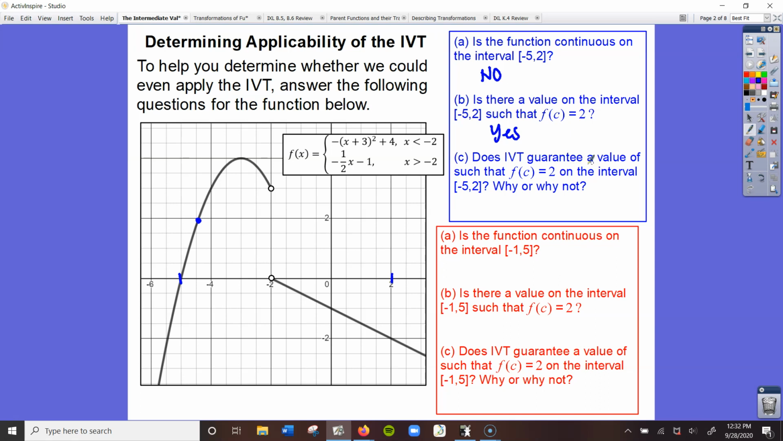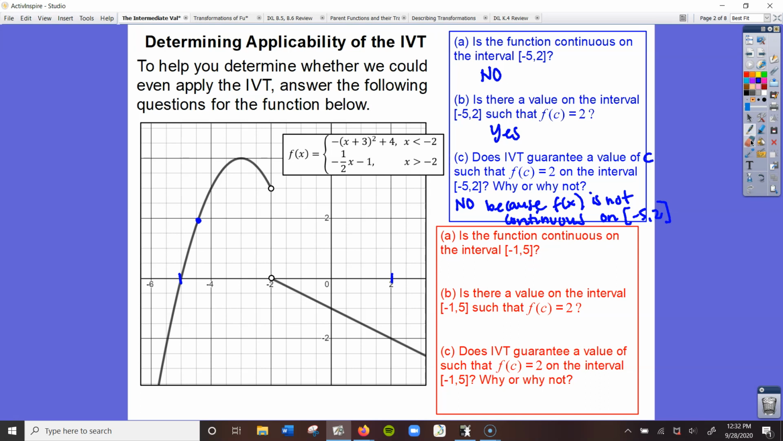Now, does IVT guarantee a value of c such that f of c is equal to 2 on the interval -5 to 2? Why or why not? We would say no, IVT does not guarantee a value of c such that f of c is equal to 2 because f of x is not continuous. And when you're saying that it is or it isn't continuous, you always want to write down the interval. So it is not continuous on the interval -5 to 2.